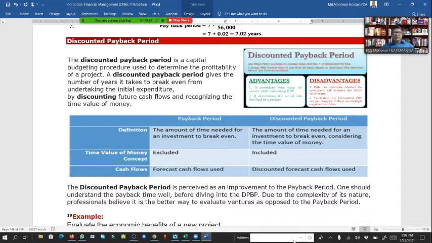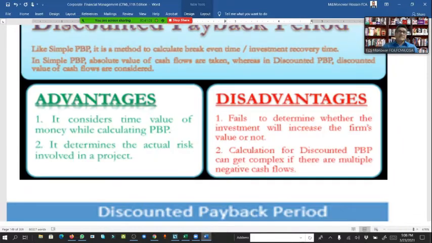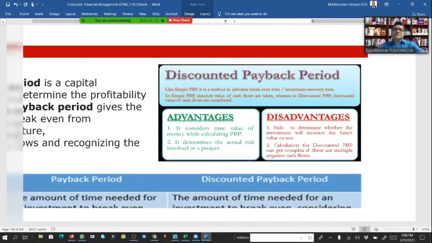So the main theme is to recognize the time value of money, which is not recognized in the payback period. It has some advantages: it considers the time value of money while calculating the payback period. It determines the actual risks involved in the project. But the disadvantages: it fails to determine whether the investment will increase the firm's value or not. Calculating the discounted payback period can get complex if there are multiple negative cash flows. So those are the disadvantages.